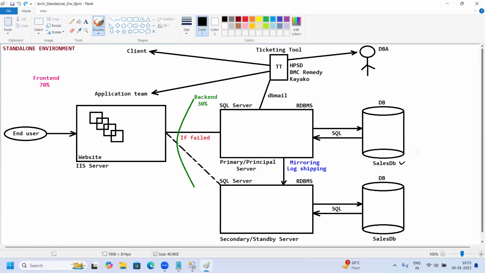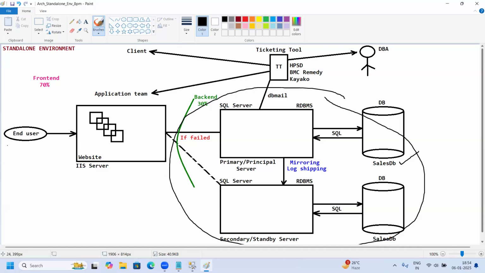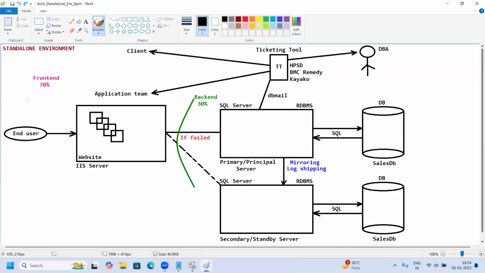I took one database called SalesDB. Obviously, this is all happening in the background. This complete process is happening in the background. End user has nothing to do with that. He should be least bothered. That is all background process. End user need not put his logic into backend process. He's unaware of what is happening in the background.